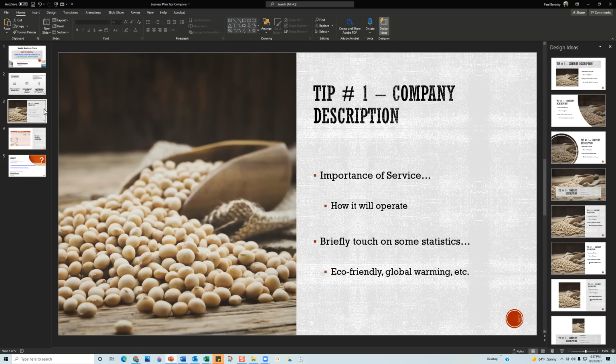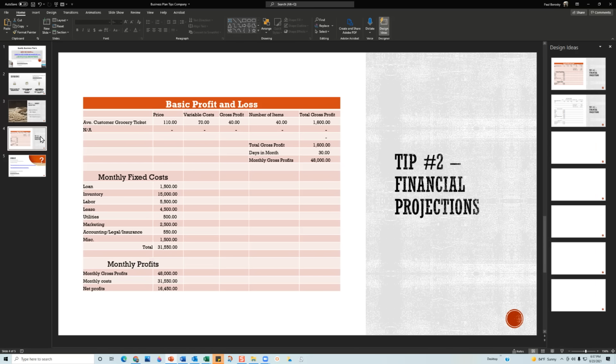So those are a couple ideas to go ahead and include in your company description section for the business plan. The next part, the part I really want to get into some details with, is how to structure a basic profit and loss statement, pro forma statement that you're going to be able to utilize in your zero waste store business plan, but also in operations.